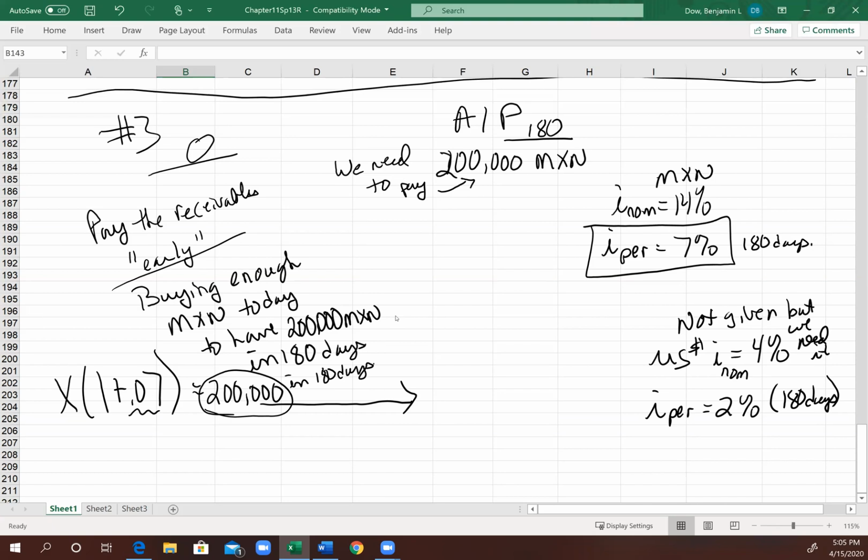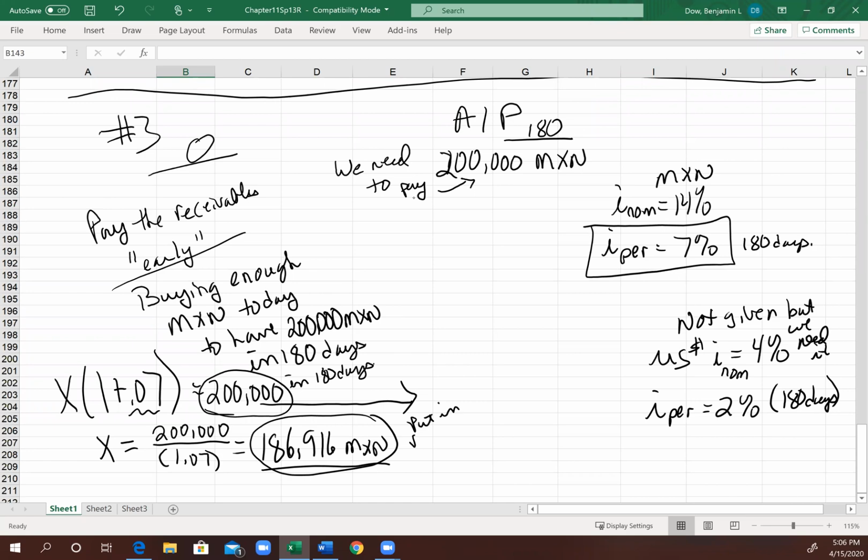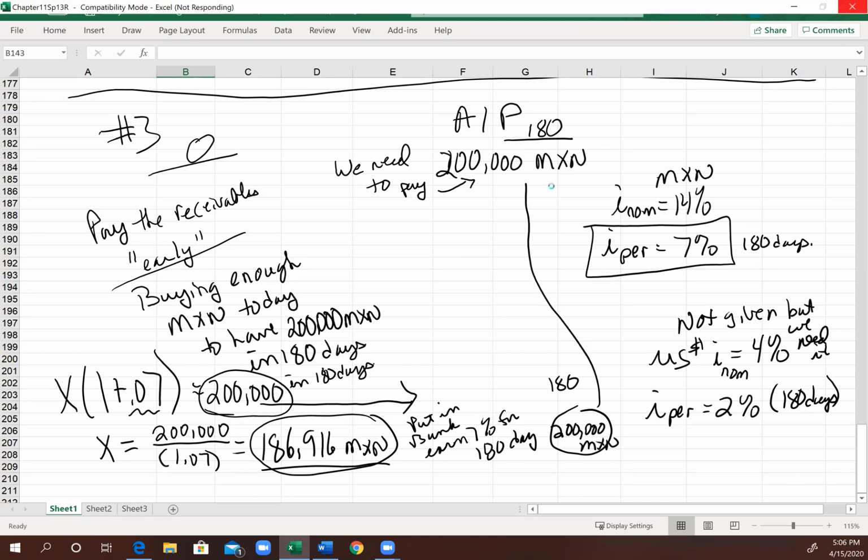And what X turns out to be is 200,000 divided by 1.07. It turns out to be 186,916 pesos today. So we need to go ahead and buy those pesos today, then we can put them in the bank. Earn 7% for 180 days. And at the end, on day 180, they'll be worth 200,000. And we can use those to make our payment.